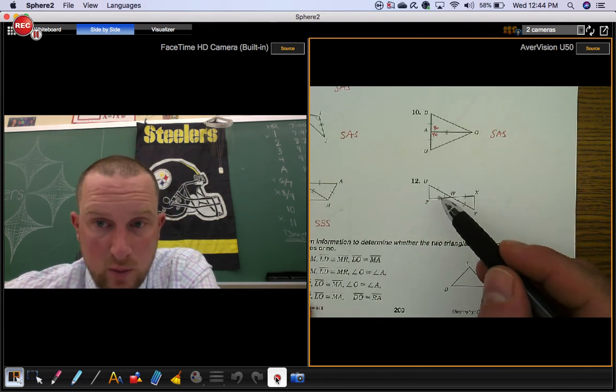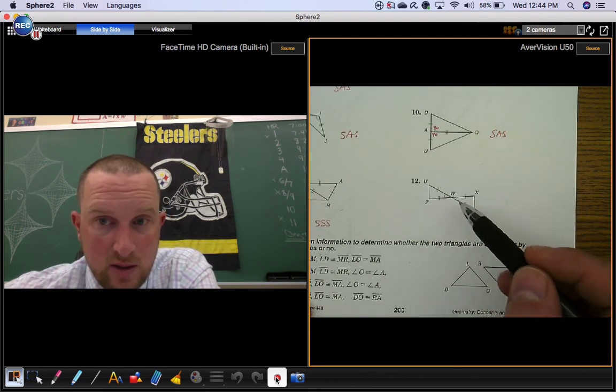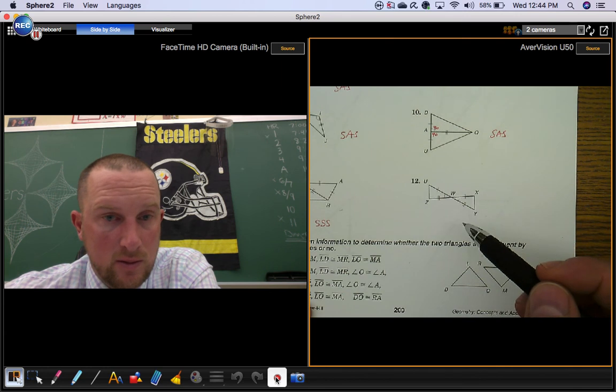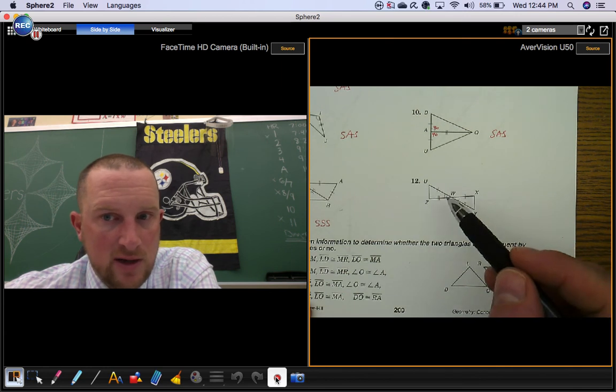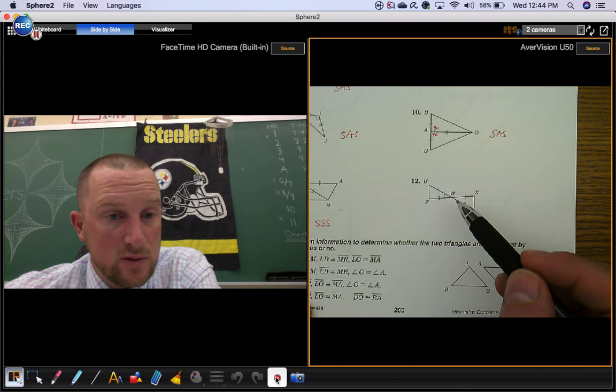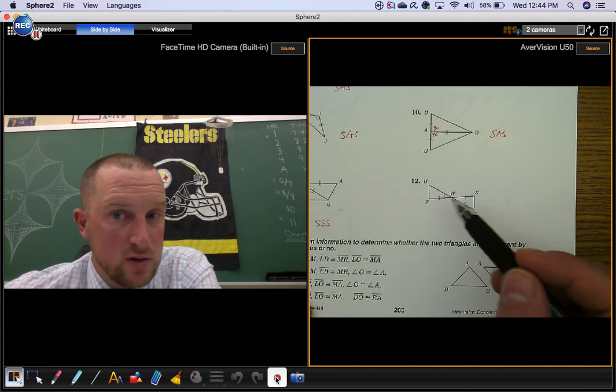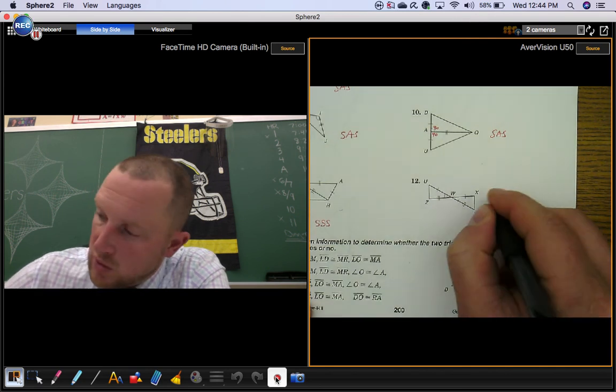Number 12, we got 2 pairs of congruent sides and congruent angles in between. They didn't have to mark these angles congruent. These are vertical angles. You know they're congruent yourself. So if those marks weren't there, you could put them there yourself. These triangles are congruent by side angle side.